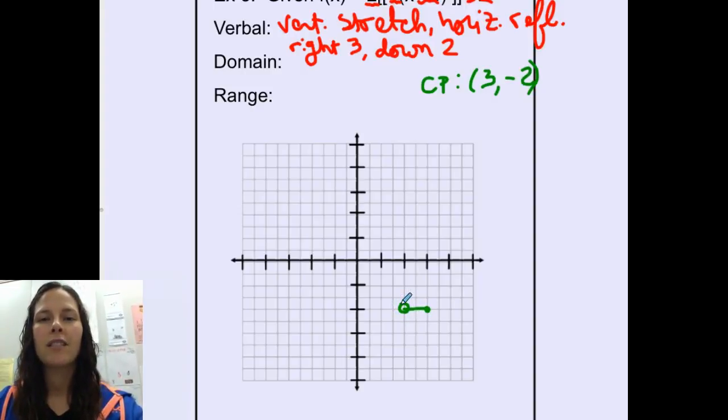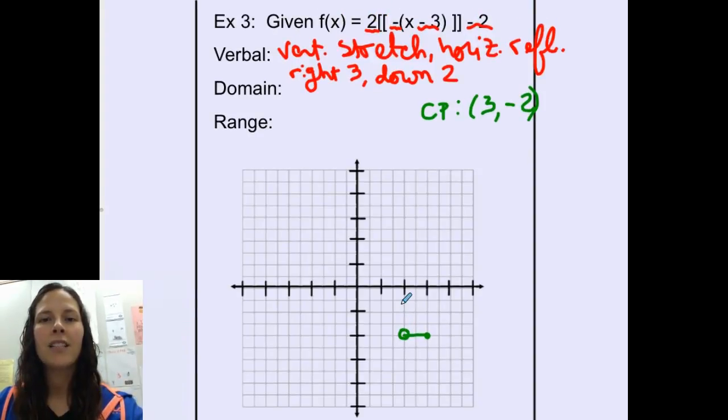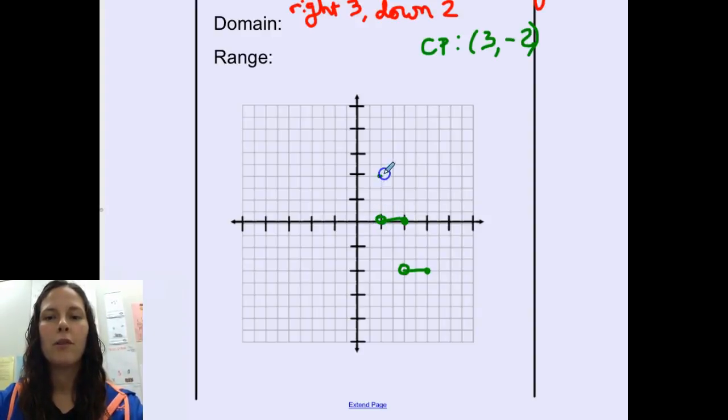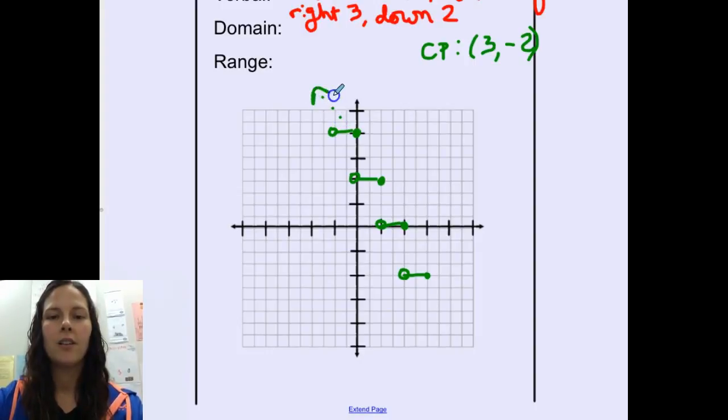The vertical stretch comes into play with the space between each bar. In our case, we have a vertical stretch of 2. So instead of going up 1 to get my next bar, I'm going to go up 2. And remember, with the horizontal reflection, I'm going to go off to the left instead of off to the right to make my next bar. So I'm going to jump 2 to make my solid point, head to the left for my open point, jump 2 again for that vertical stretch, head to the left for a horizontal reflection, and indicate that this will continue.